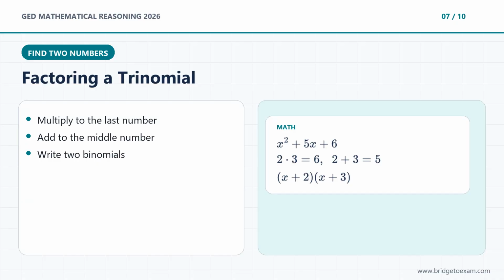To factor x squared plus 5x plus 6, find two numbers that multiply to 6 and add to 5. 2 and 3 multiply to 6 and add to 5. So the trinomial factors into x plus 2 times x plus 3. You can always FOIL it back to check your work.